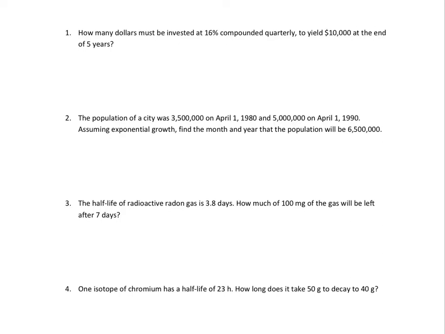All right, so for the first one, we're talking about interest, so we're going to use the compound interest formula. A equals P times 1 plus R over N to the NT power. I'm going to give you that. You need to know what all those things mean and pull those out of the problem. Some things that pop out to me right away are 16%, compounded quarterly, which is going to be really important and is going to give us one of them, and yield $10,000 at the end of 5 years. Those are probably all the things we're going to need to use.